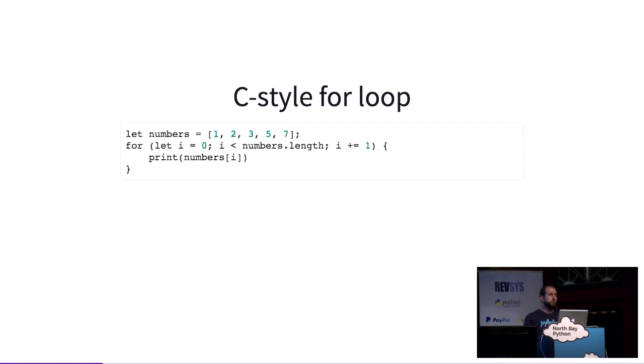This is not Python code. This is the only bit of code on my slides that is not Python code. This is JavaScript code. This is a traditional C-style for loop written in JavaScript. In this loop, we are starting with I, the variable I set to 0.